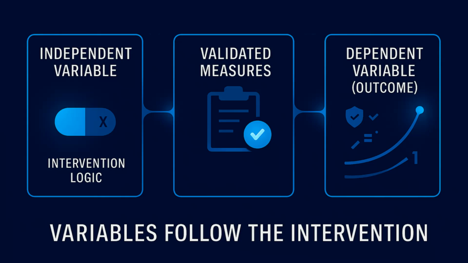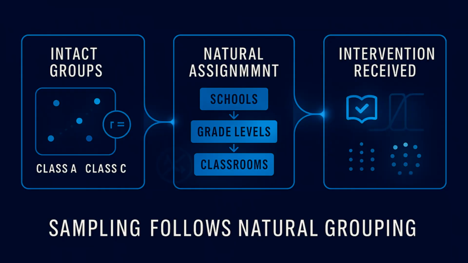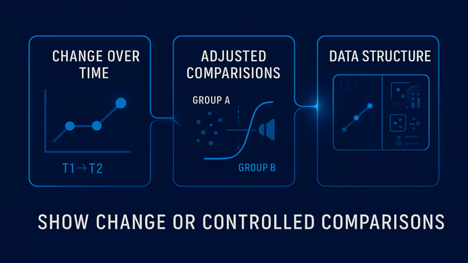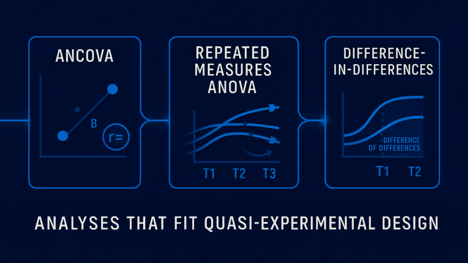The independent variable is the program or condition, and the dependent variable is the outcome measured with validated instruments. Sampling follows intact classes, grade levels, or schools that naturally receive the intervention. Time unfolds through pre- and post-measurements or multiple checkpoints. The data structure shows change over time or adjusted comparisons. Analyses that fit quasi-experimental work include ANCOVA to adjust for baseline differences, repeated measures ANOVA to capture change within individuals or groups, and conceptual difference in differences approaches to compare trajectories.